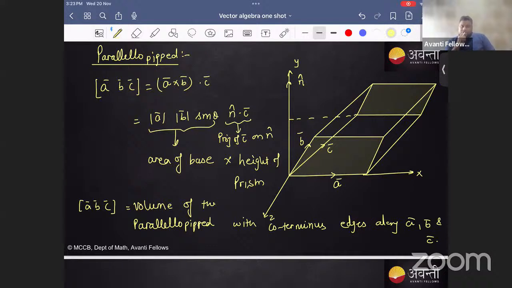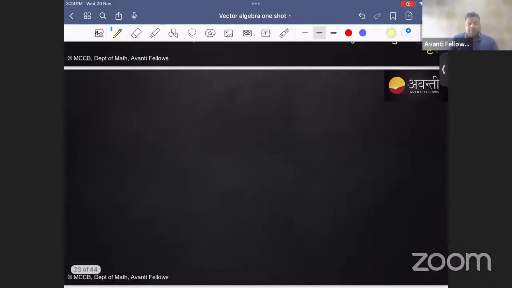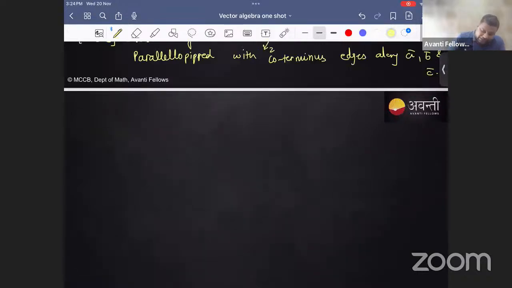Very good. So this box ABC is what? Volume of parallelepiped with coterminous edges along A, B, and C. Got it?